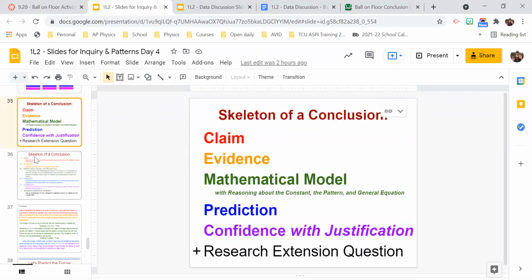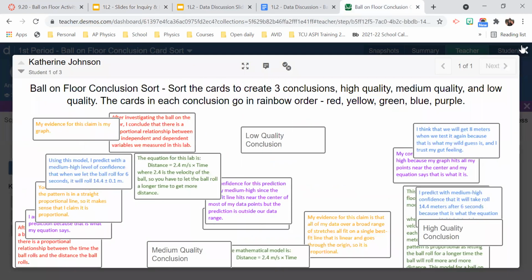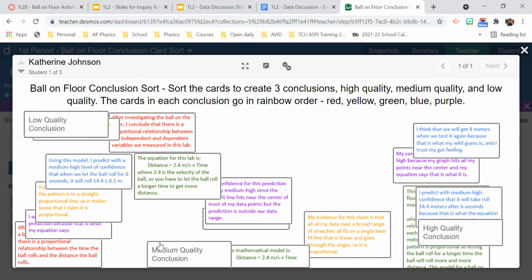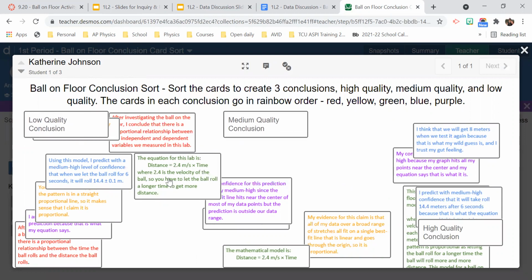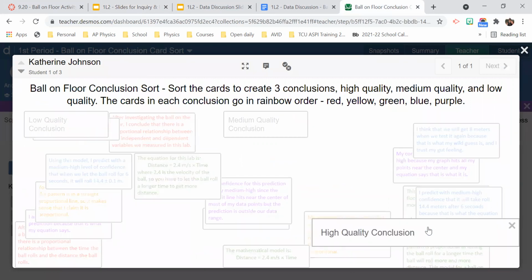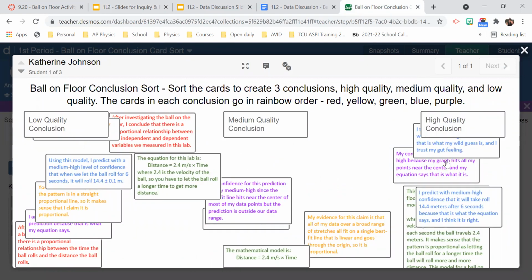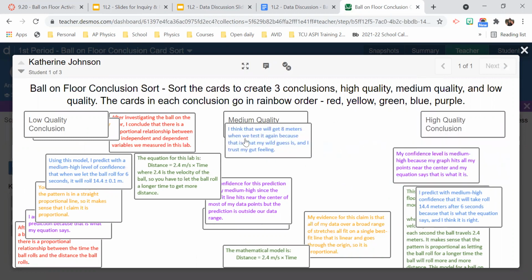So let's do that card sort. Go into your Desmos, find the one that says ball on floor conclusion card sort. Take a few minutes to organize your stuff. You can drag it and drop it where y'all need it. There we go.